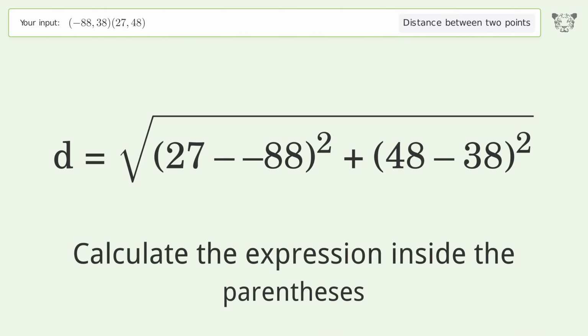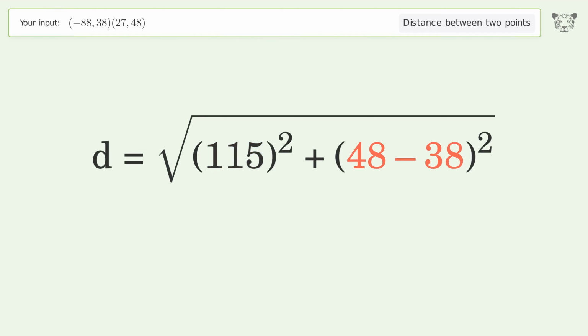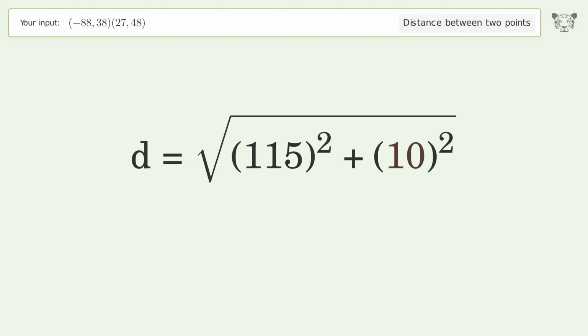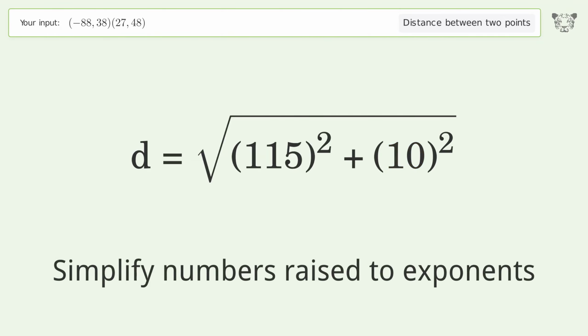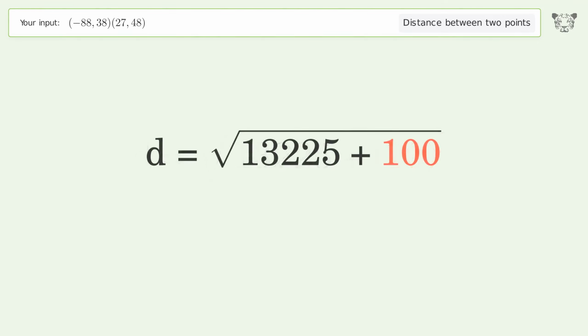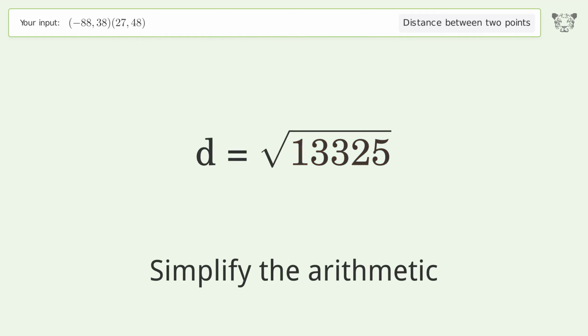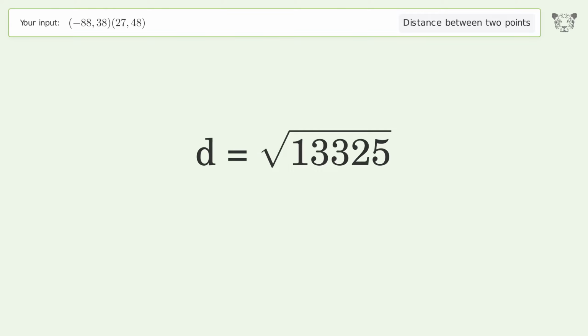Calculate the expression inside the parentheses. Simplify numbers raised to exponents. Simplify the arithmetic. And so the distance between the 2 points is the square root of 13,325, or 115.434.